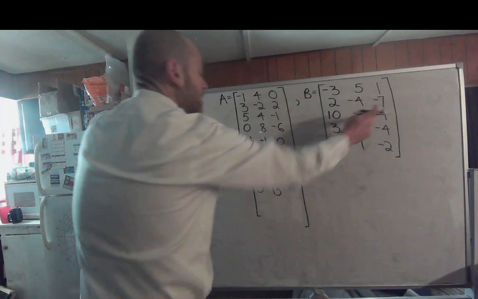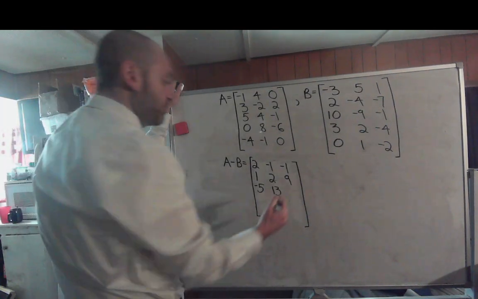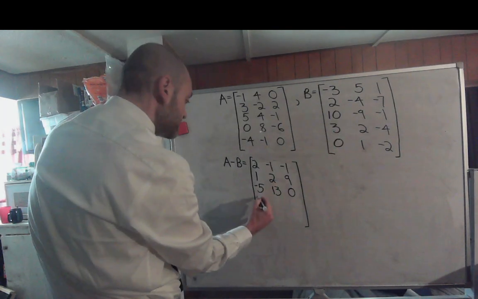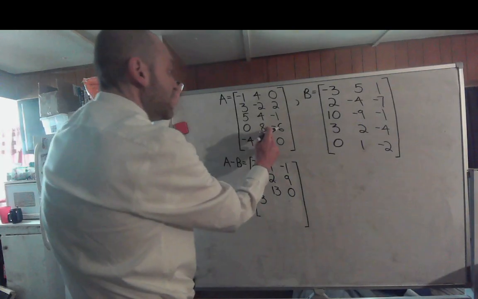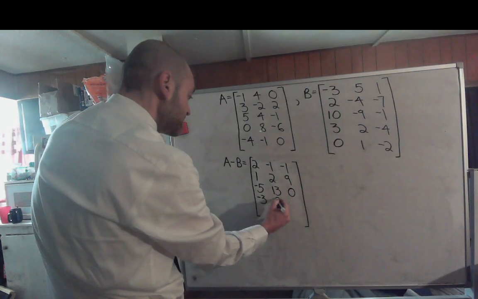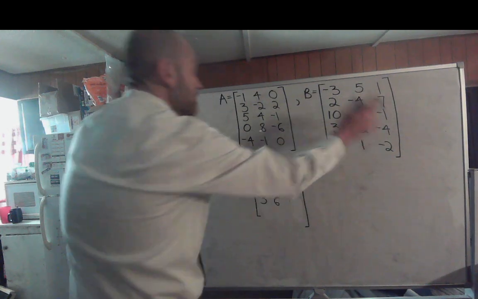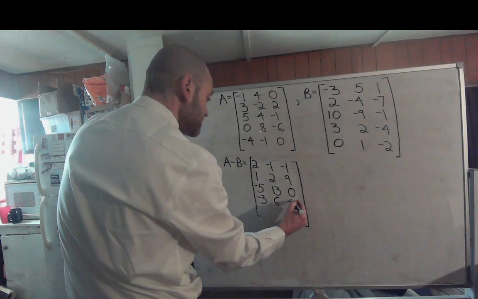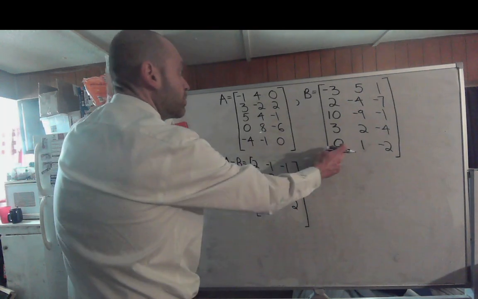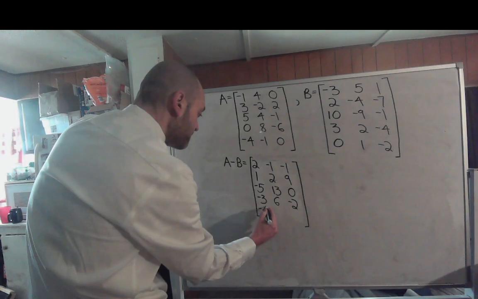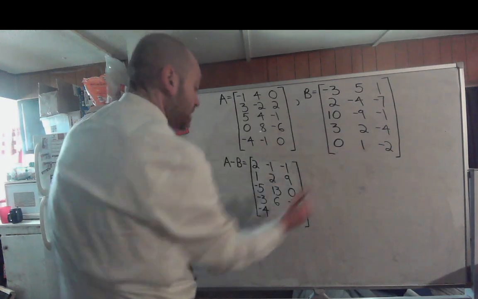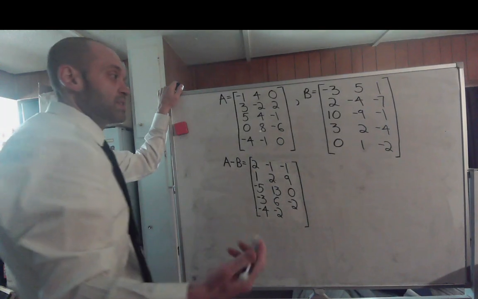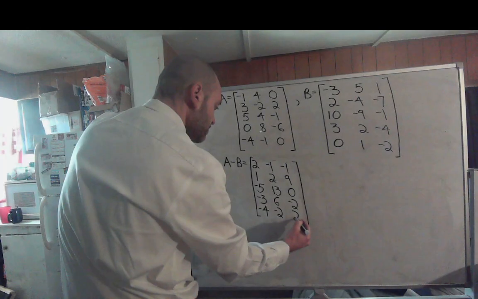Negative 1 minus negative 1 turns into negative 1 plus 1, which is 0. 0 minus 3 is negative 3. 8 minus 2 is 6. Negative 6 minus negative 4, so that's negative 6 plus 4, that's negative 2. Negative 4 minus 0 is just negative 4. Negative 1 minus 1 is negative 2. 0 minus negative 2 turns into 0 plus 2, that's 2.